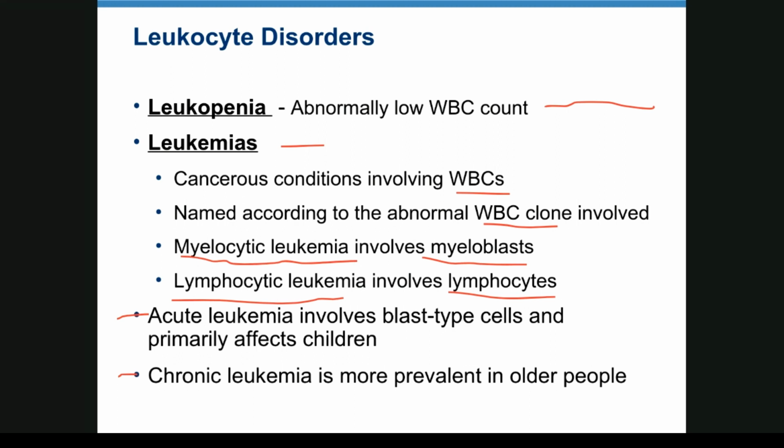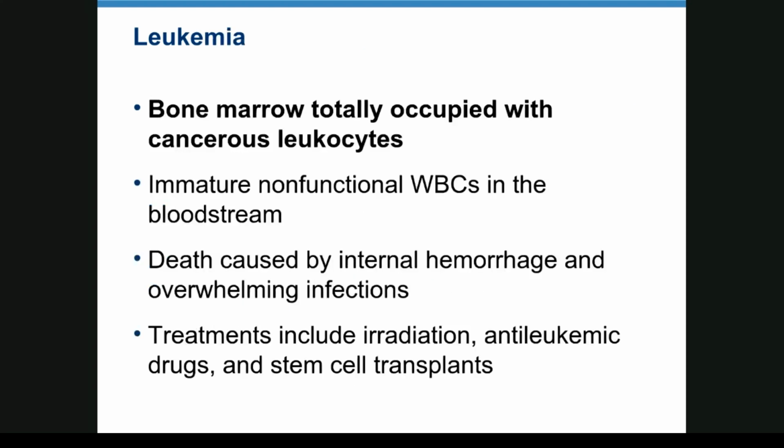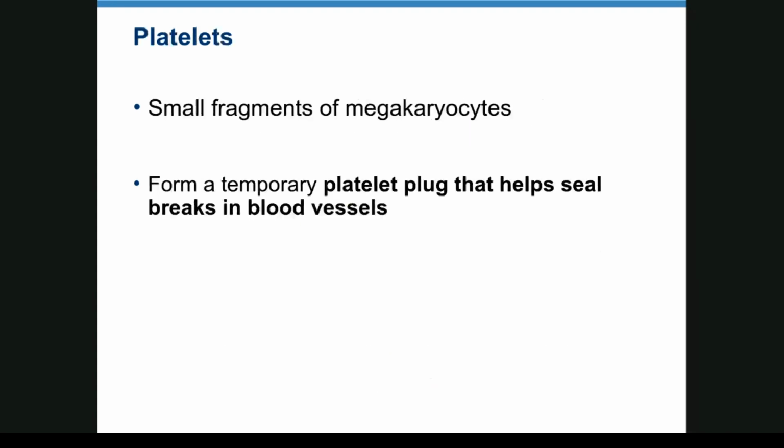Leukemia is a treatable disease, though it could be a death sentence. It's not necessarily anymore. What happens with leukemia, the bone marrow becomes totally occupied with the cancerous cells. So you can't make your good white blood cells. You have non-functional white blood cells. You have hemorrhage. You have lack of good red blood cells. Treatments are radiation, anti-leukemia drugs, and bone marrow transplants.